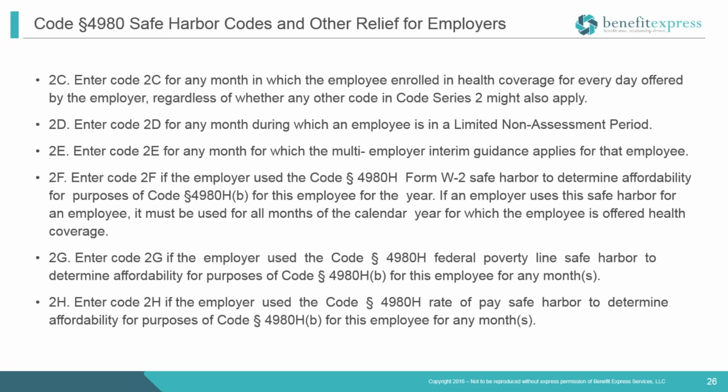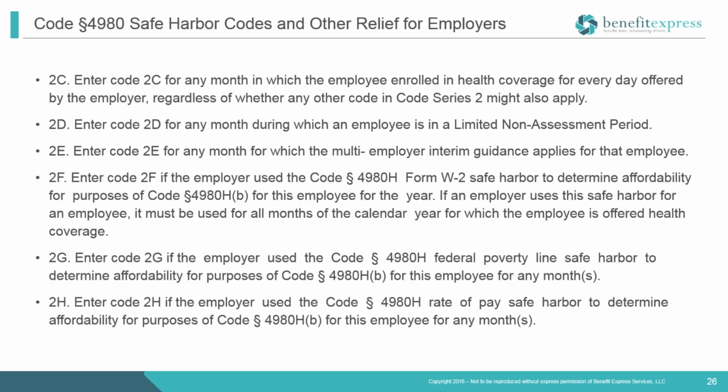Now, 2F, 2G, and 2H. The instructions are very unclear on this, but that's what that means. This only applies for those employees that waive coverage, and what you have to indicate is which affordability safe harbor applies. 2F is the W-2 safe harbor, 2G is the federal poverty line safe harbor, and 2H is the rate of pay safe harbor. These codes 2F, 2G, and 2H only apply if somebody waives coverage. If somebody took coverage, you use 2C.